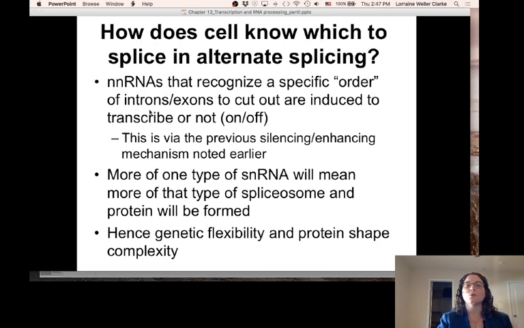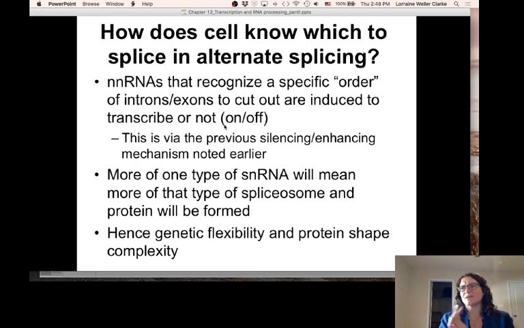snRNAs that recognize a specific order of introns or exons to cut out are induced to transcribe. Basically, RNA polymerase II is told, transcribe these marked parts, don't transcribe these marked parts. And when there are more of those snRNAs, more of that type of spliceosome is going to be created, and more of the final mRNA will be created.